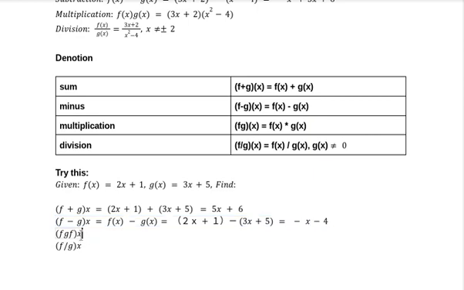Third example, (fg)(x). So it is equal to this, right? Because the multiplication symbol shows that (fg)(x) is equal to f(x) times g(x). So it is equal to 2x plus 1 times 3x plus 5, which I'm not going to expand completely because it's too complex. The fourth one.